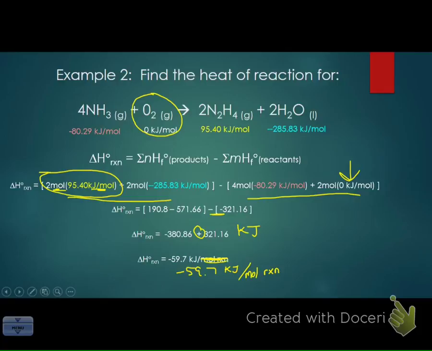So I've, in a way, algebraically fudged and made up a new unit. That's just a thermo thing. Not a big deal, just remember to put moles of reaction at the end of your problems. All right, one more example.